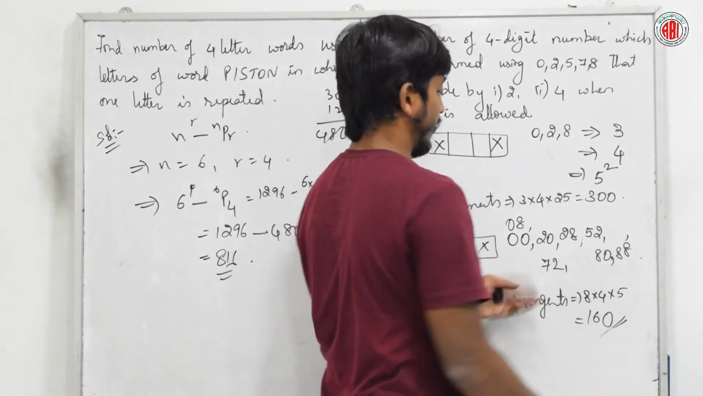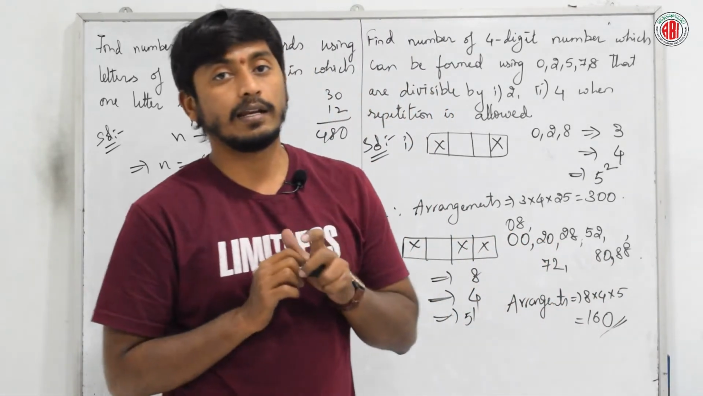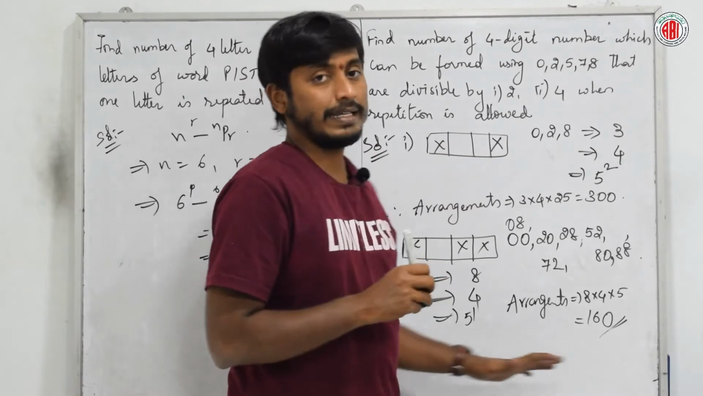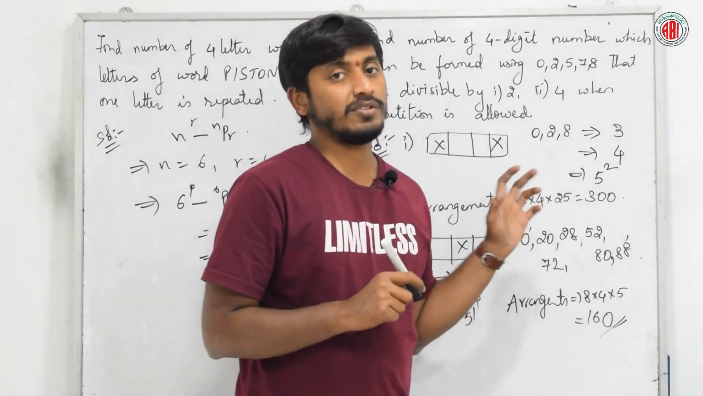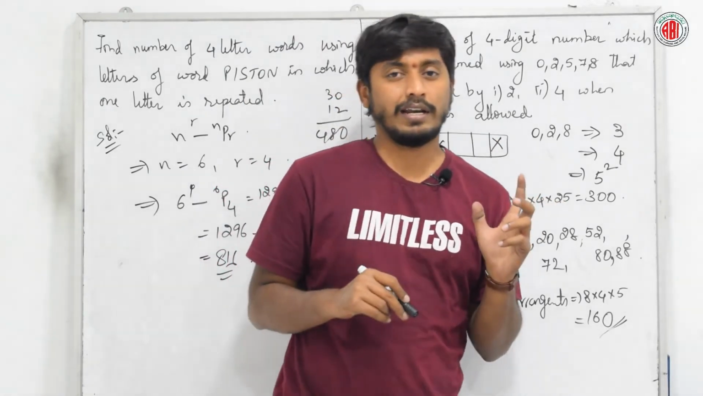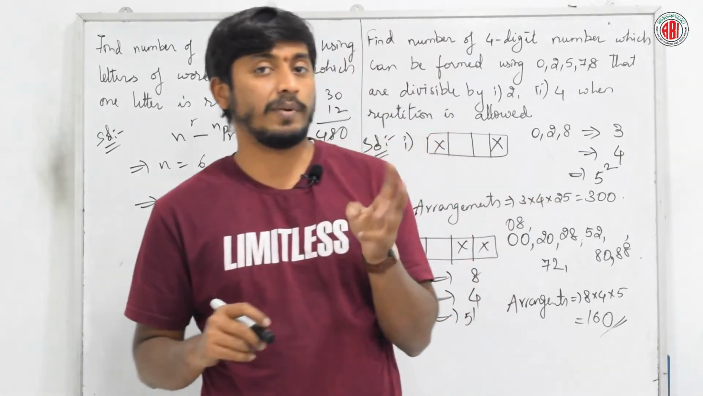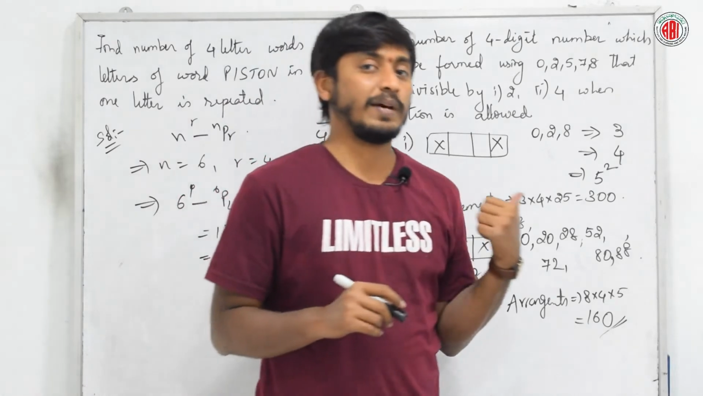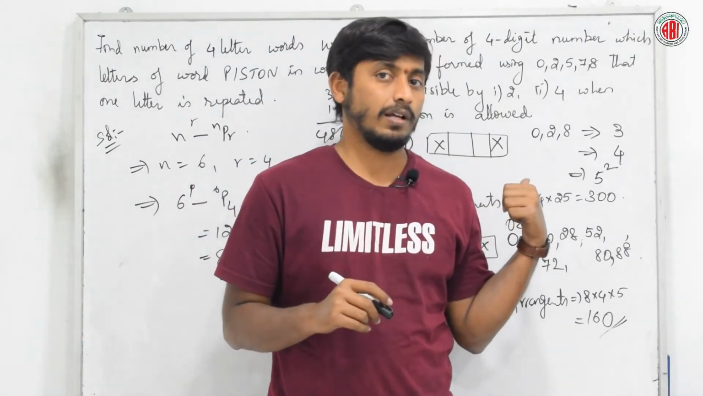20 into 8 is also 160. Clear? Did you understand? Fine. These are the basic questions of permutations when repetition is allowed. What all we learned till now? We learned permutations when repetition is not allowed. We also learned permutation when repetition is allowed.